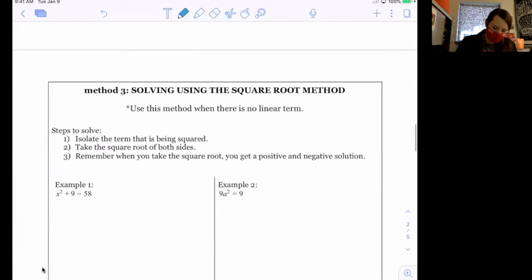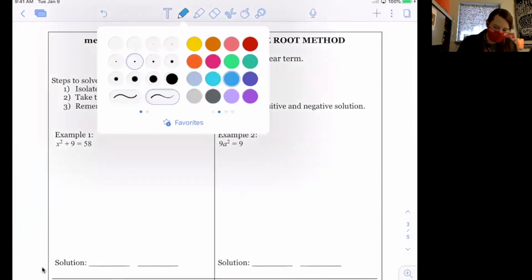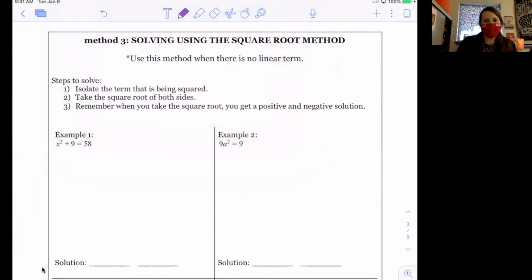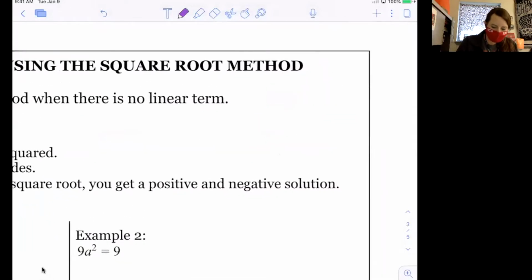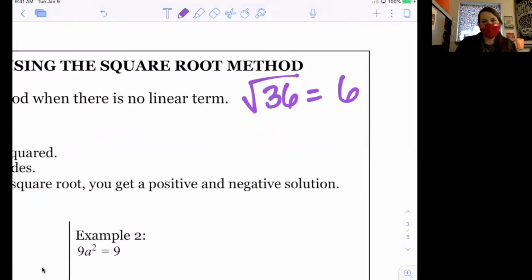The third method we're going to look at today is solving using the square root method. So the first thing that we need to understand is that when we take a square root, so for example, the square root of 36, I'm looking for the number that you can multiply by itself to equal 36. So you could say that your answer is 6.